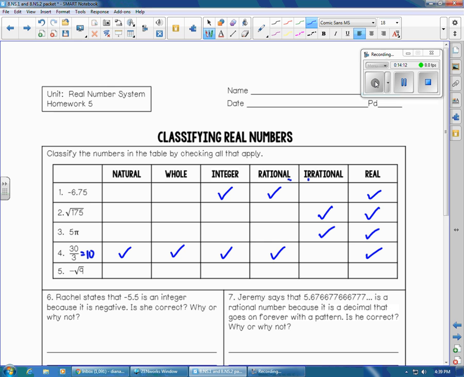The opposite of the square root of 9, or the negative square root of 9, it's a real number. It's going to be rational because it is a perfect square. It's an integer. And it's a whole number? Oh, I'm sorry, it's not a whole number. Ding, ding, ding, I'm wrong. Because it's negative. It's going to be negative 3. So it would be integer, rational, and real for that last one.